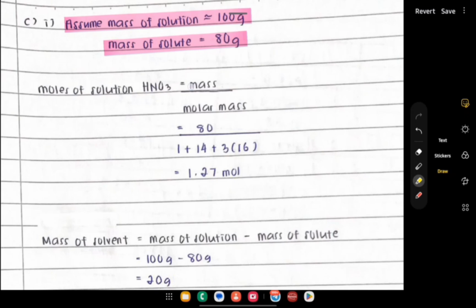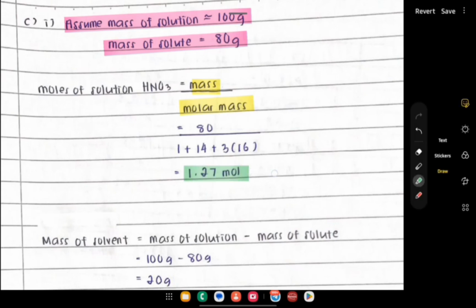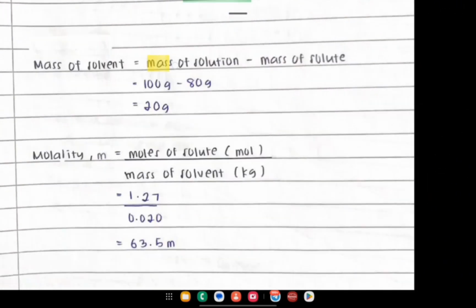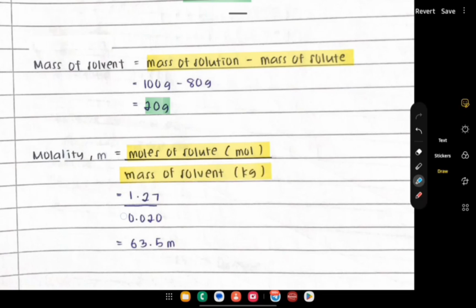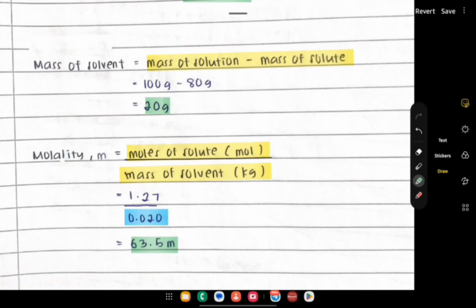First step, we calculate the moles of solute by using the moles formula. Then we got 1.27 mole. Second step, we need to find the mass of solvent. So we just subtract the mass of solute from the mass of solution. So we got 20 gram. Lastly, we substitute the values into the formula of molality. Make sure to convert the mass of solvent into kilogram. The final answer is 63.5 molal.